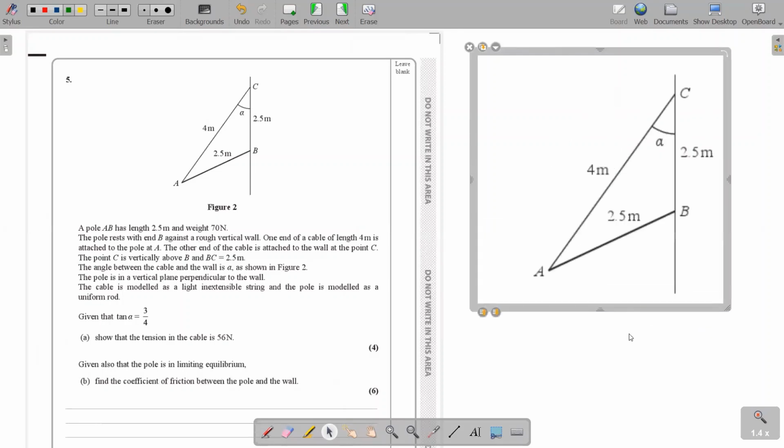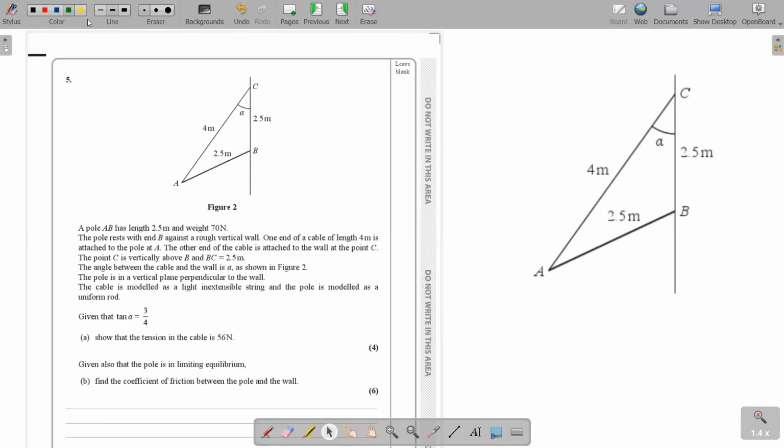So let me take this figure and enlarge this a little bit, and let's mark all our forces. First thing is, I'm going to mark the weight, which is 70 newtons. Already directly the weight is given as 70 newtons. They've told you tan alpha is 3/4. So from tan alpha, you can find sin alpha and cos alpha, isn't it? Tan alpha is opposite over adjacent, which means the hypotenuse is 5. So sin alpha is opposite over hypotenuse. Cos alpha is adjacent over hypotenuse. Is that okay? And they're asking you to show that the tension in the cable is 56.